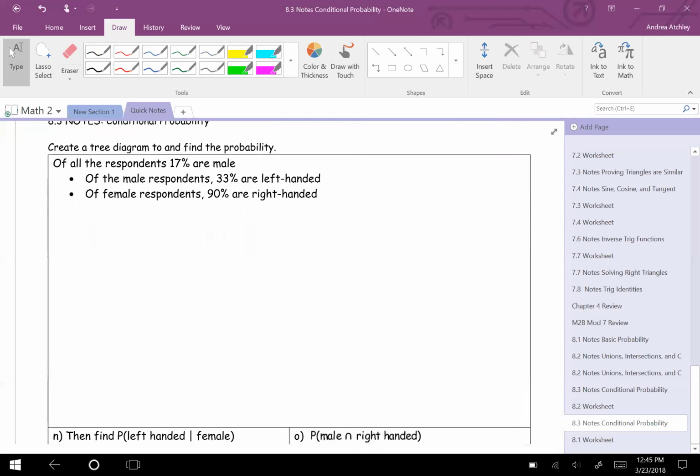Okay, of all the respondents, 17% are male. Of the male respondents, 33% are left-handed. Of the female respondents, 90% are right-handed. Okay, so at the beginning, we have one is male. And the males are 17%. So we're going to write it as a decimal, 0.17.